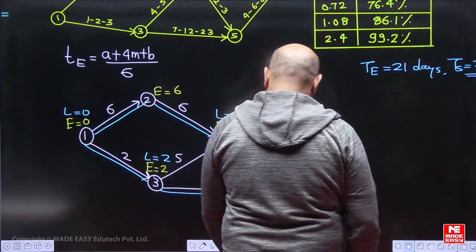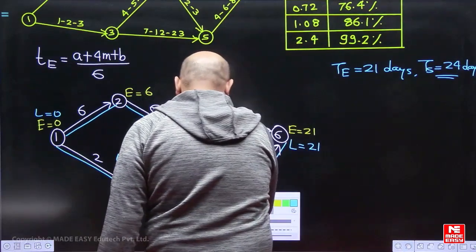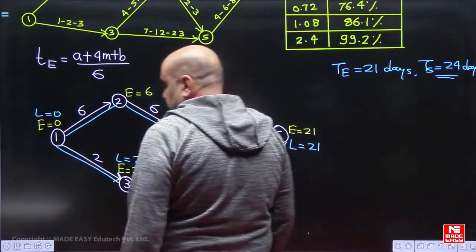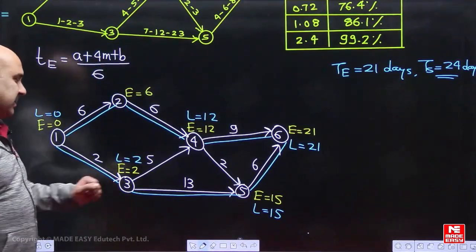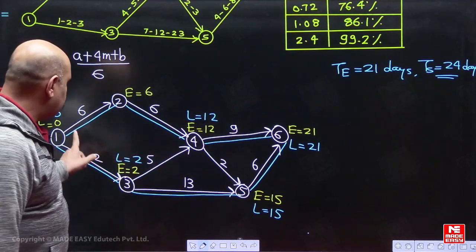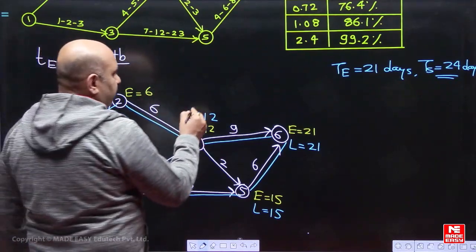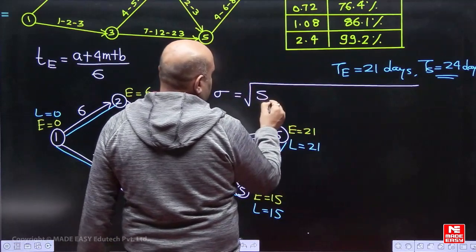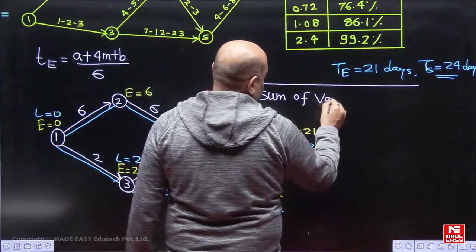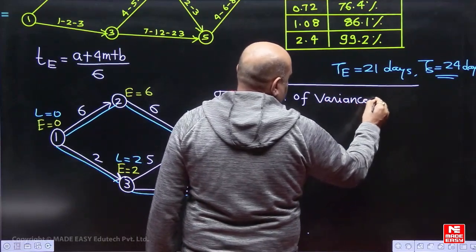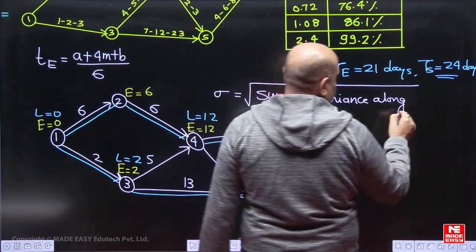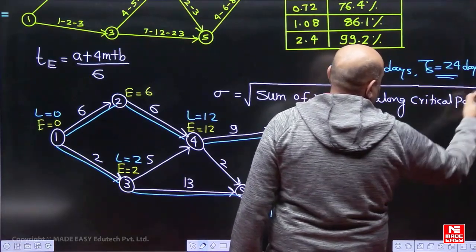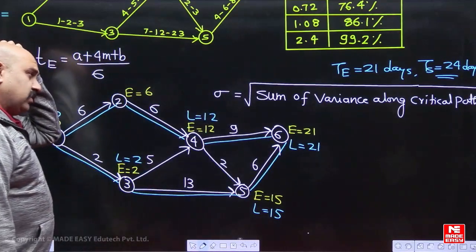But see, if there is more than one critical path, then in order to find out probability, we select the path having maximum standard deviation. So we have to find the standard deviation on both paths. One path is 1 2 4 6 and the other is 1 3 5 6. Now how will we find out sigma? Sigma is given by the root of the sum of variance along the critical path.